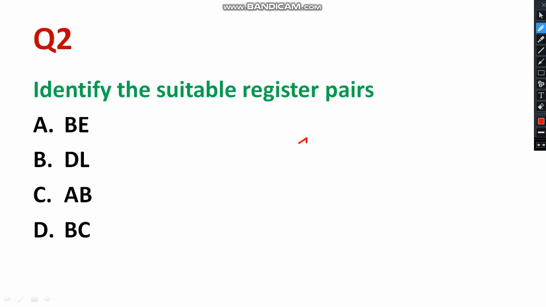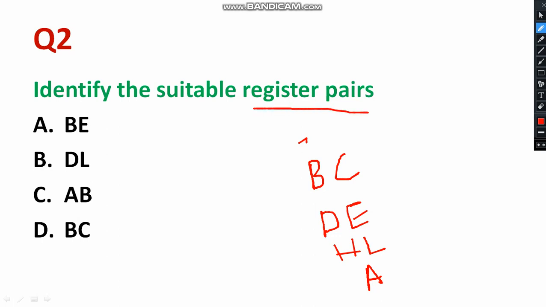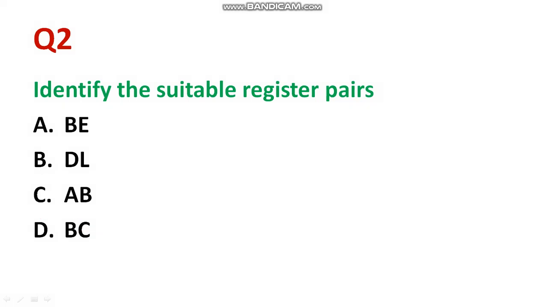Look at this. I am going to write it as BC, then DE, then you can write it as HL, then accumulator. Okay. So likewise, I can write the general purpose registers in this manner. Suitable register pair I have to mark: BC, DE, HL and accumulator. Now you tell me which is the correct answer. So of course BC is the right answer. So please choose option D.